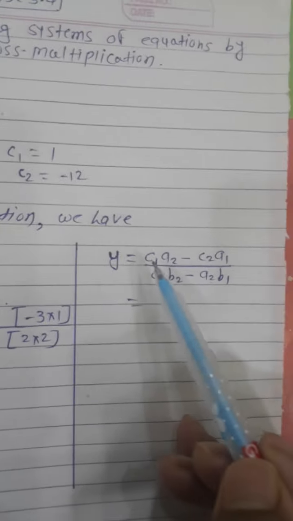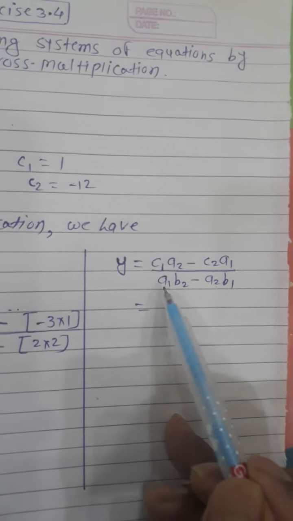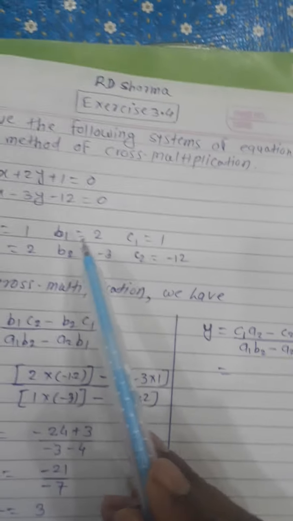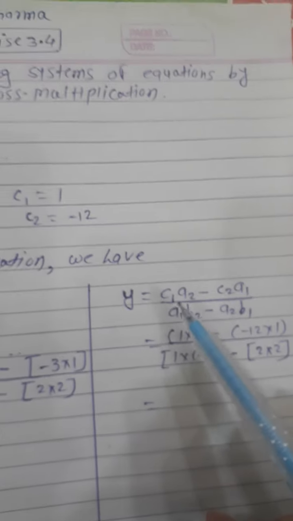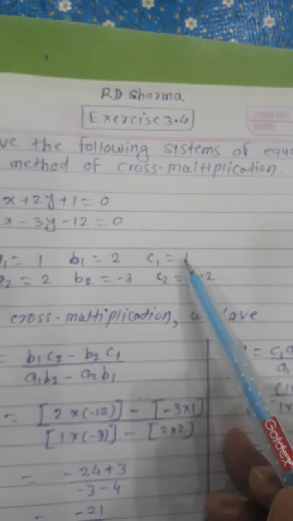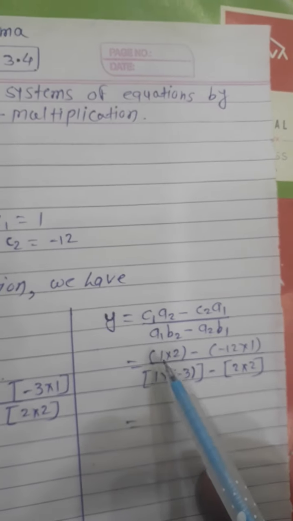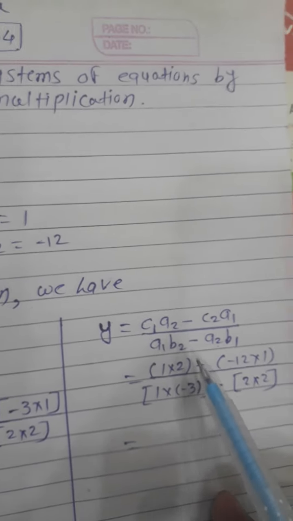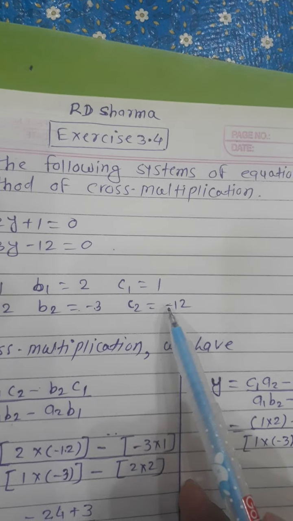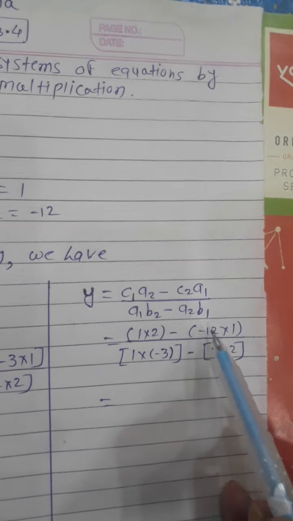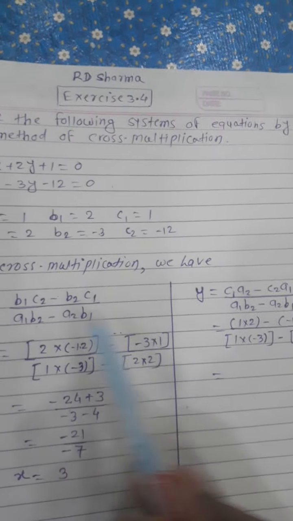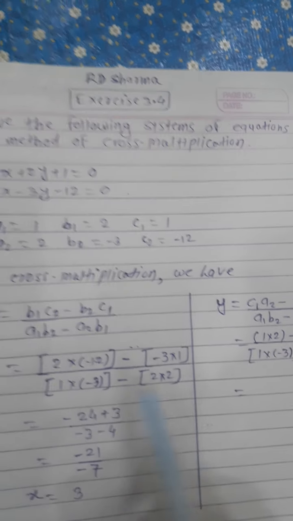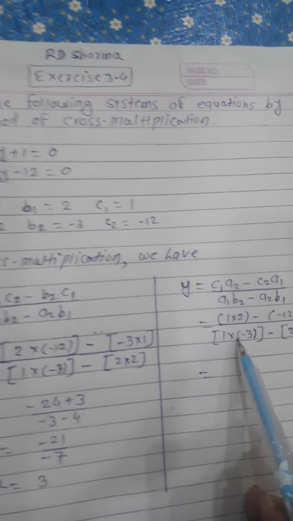Again write down the formula of y: c1 a2 minus c2 a1 divided by a1 b2 minus a2 b1, and again substitute the values of a1, b1, c1, a2, b2, c2. c1 is equal to 1, a2 is equal to 2, so 1 into 2, this minus sign as it is, c2 is equal to minus 12 and a1 is equal to 1, so minus 12 into 1, divided by a1 b2 minus a2 b1. The denominators of both x and y are the same, so we can write this number as it is: 1 into minus 3 minus 2 into 2.